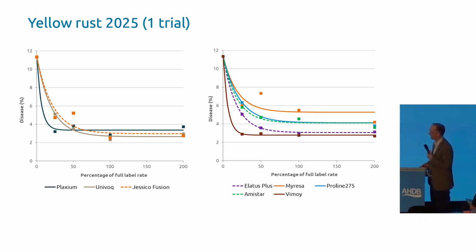And the other two, well, Univoc contains proline, that's pretty good, and the Jessico Fusion isoflucipram. So both of those have one of their partners that is strong on yellow rust.